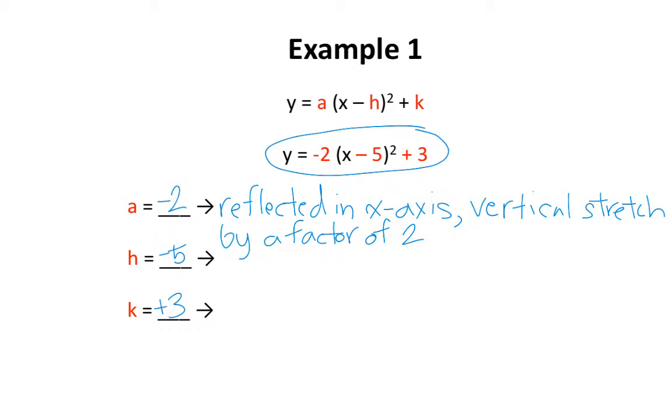Next, we're going to analyze the h value. Remember, the h value is counterintuitive, which means the -5 is a translation to the right. So I'm going to say translate 5 units to the right. Last but not least, we're going to analyze the k value. The k value is +3, which means you're going to translate 3 units up.